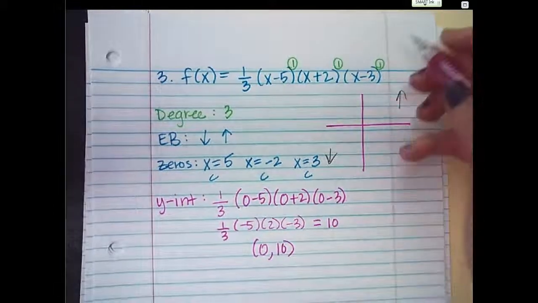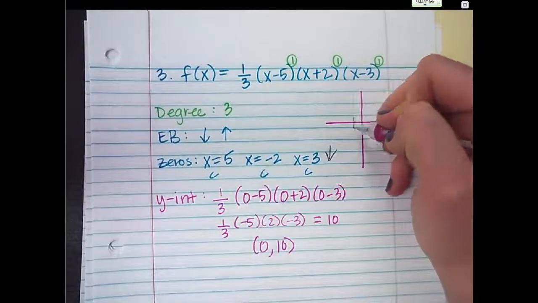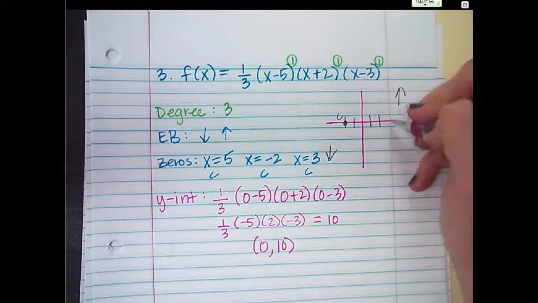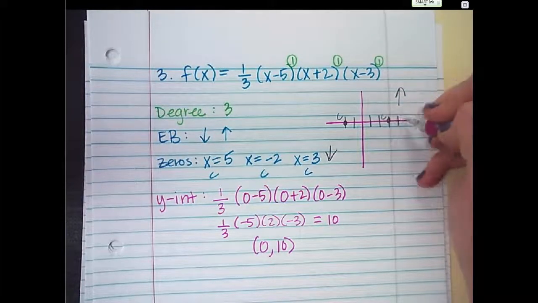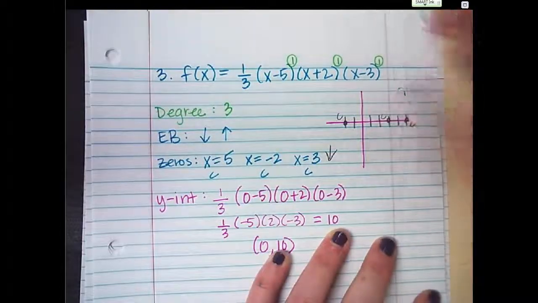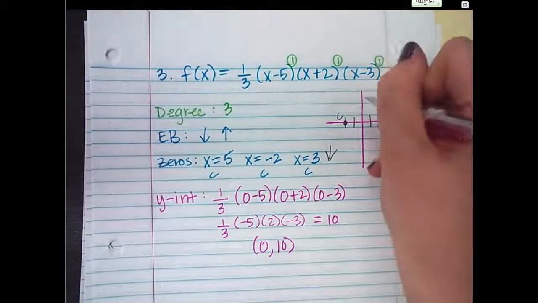Oh, I didn't grab my zeros. I'm going to come back and grab my zeros. So -2 crosses, 3 crosses, 5 crosses. And I'm just going to put 10 up here.